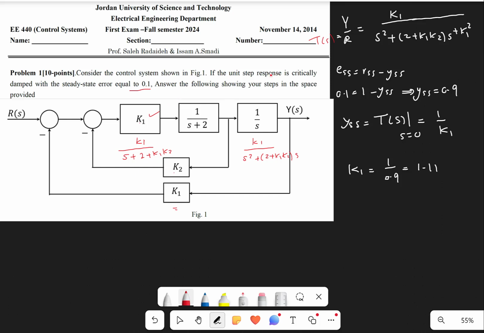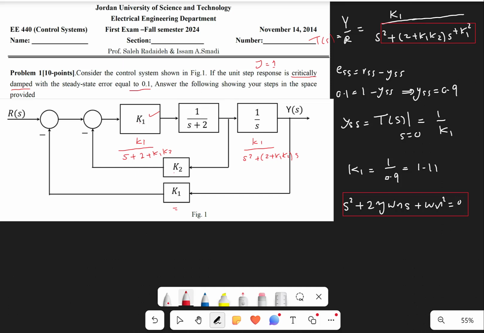Next we need to find K2. The information given here is critically damped. Critically damped means that zeta is equal to 1. Now if we recall the second order characteristic equation, it's written as S squared plus 2 zeta omega n S plus omega n squared equal to 0. Now this characteristic equation must equal this characteristic equation.